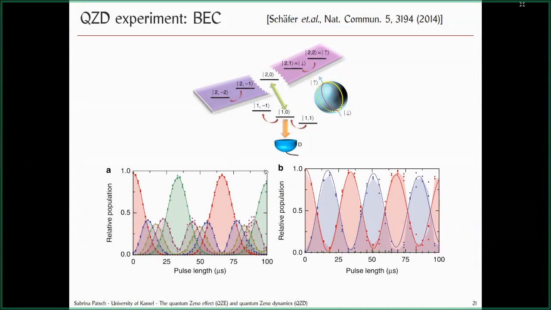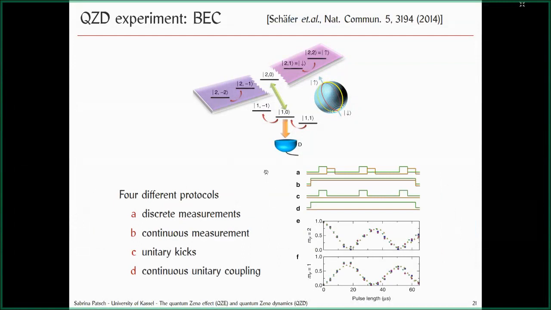Now you might ask the question, okay, how do the 4 methods differ? And it turns out, not at all. So here you see, again, the 4 different methods, just the one that you saw before. And in this plot, I hope it's large enough, you see the population of the spin up state, so the MF equal 2 state, in panel E, and in panel F you see the population in the M equal 1 state.